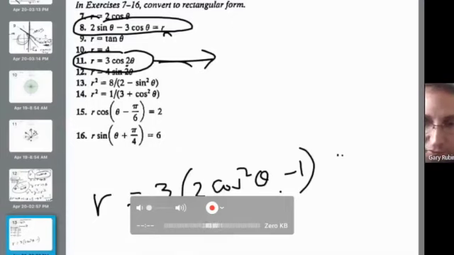What am I going to need to do now? Because I can multiply the 3 through, but I'm running into trouble. 6 cosine squared theta minus 3. What do I need to do so I can go further with this? I need to get x's and y's into here. Where are they going to come from?